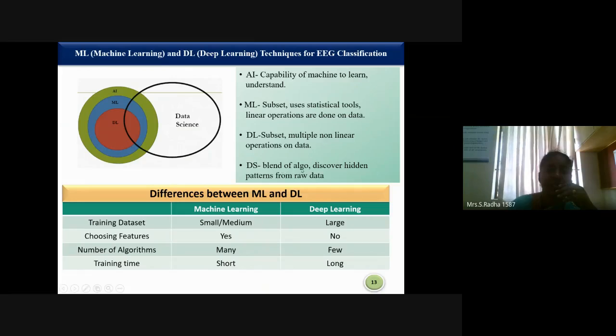Data science is a blend of algorithms. It discovers hidden patterns from raw data. It will have some overlap with these, but data science also has something which is outside of this. And machine learning can give output only with linear operations. SVM is a linear classification algorithm. Logistic regression is also a linear classification algorithm. And in our base paper we have the naive bayes algorithm, decision tree algorithm. All these can work with linear equations only, linear classification algorithms.